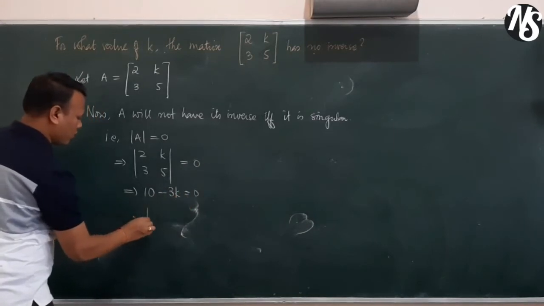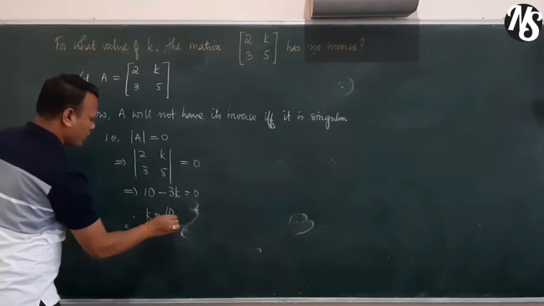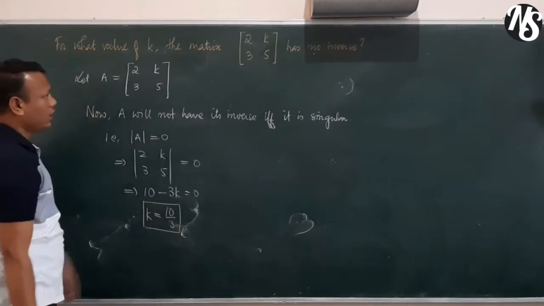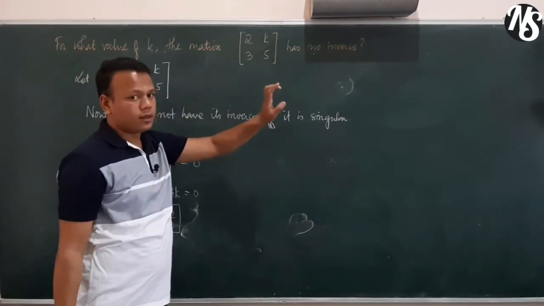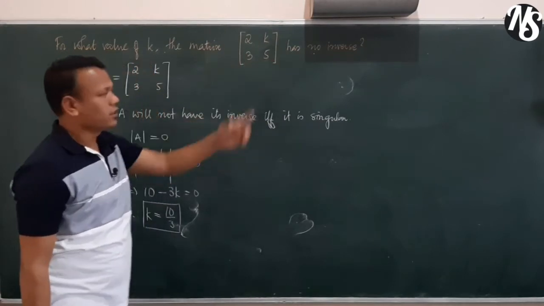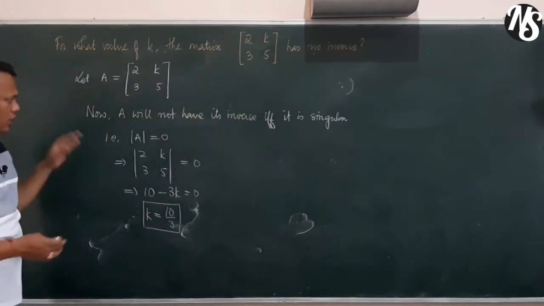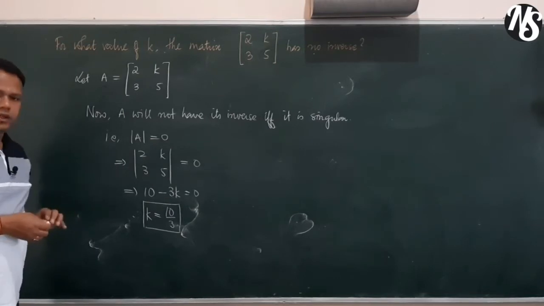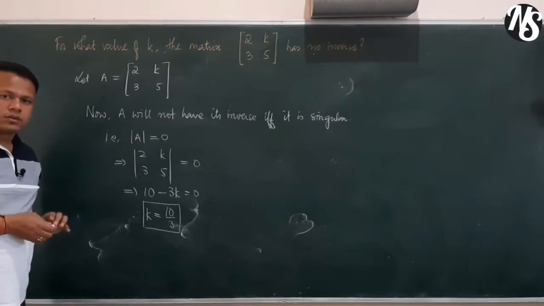So from here, if you calculate the value of k, it turns out to be 10 by 3. That means when k becomes 10 by 3, then the inverse of this matrix does not exist. Okay, so this is an objective type question for you. You may pause the video and note down your solution.